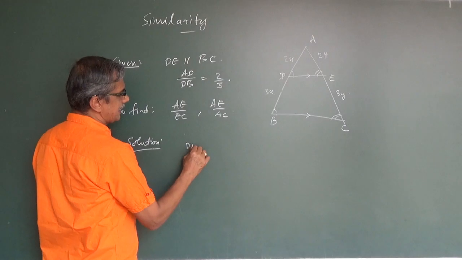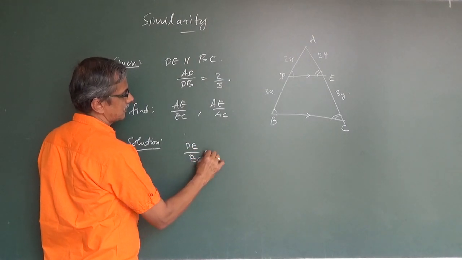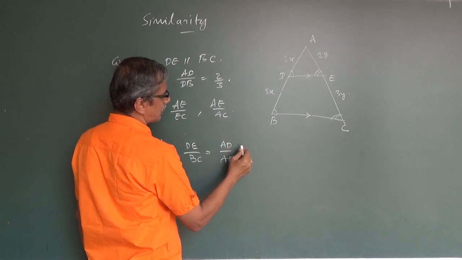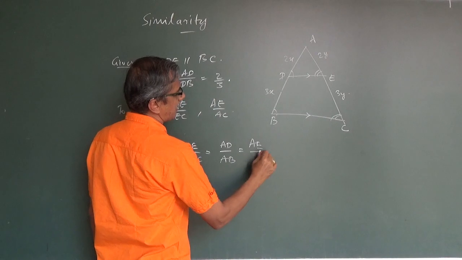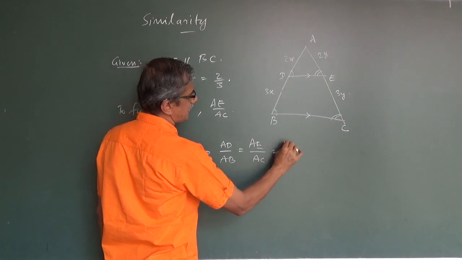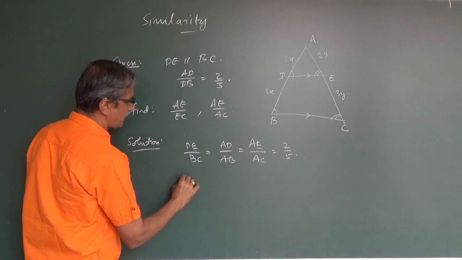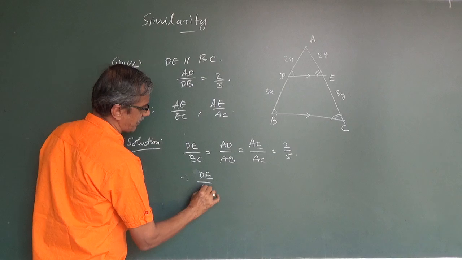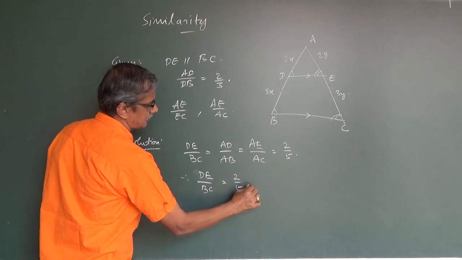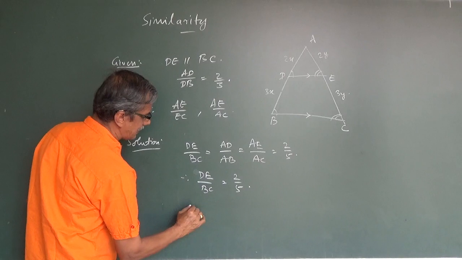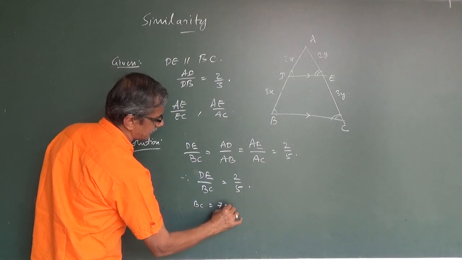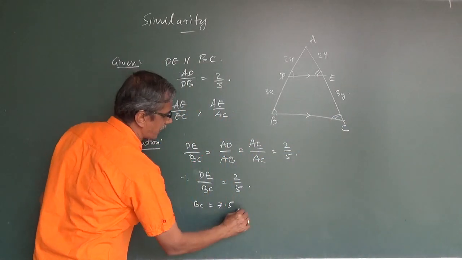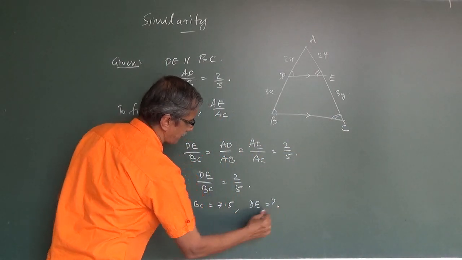Next, DE by BC will also be equal to AD by AB or AE by AC, which will be equal to 2/5. Therefore, DE by BC is equal to 2/5. Now, given that BC is 7.5, DE we have to find out. DE is how much we have to find out.